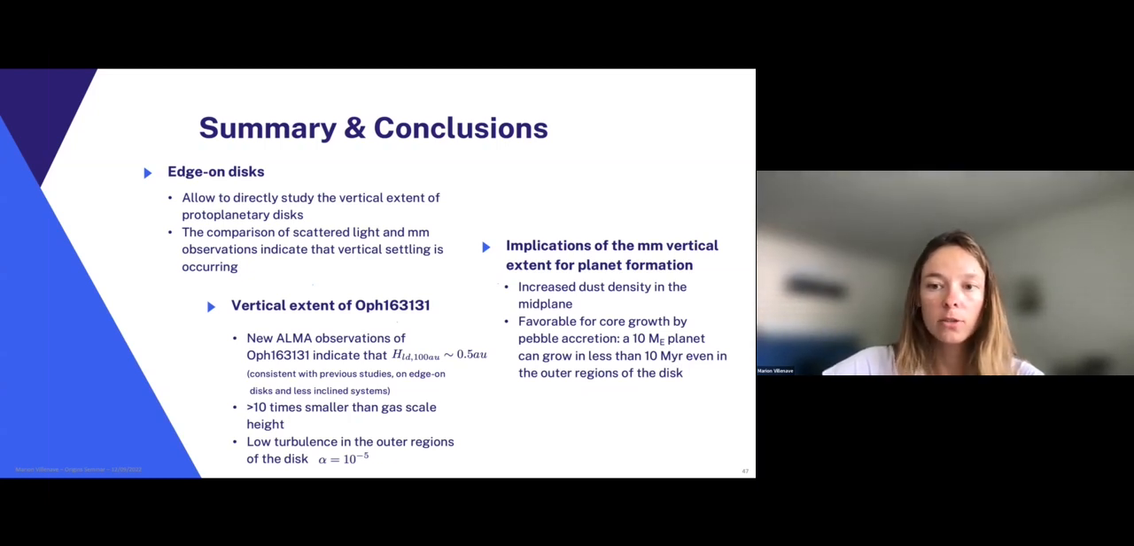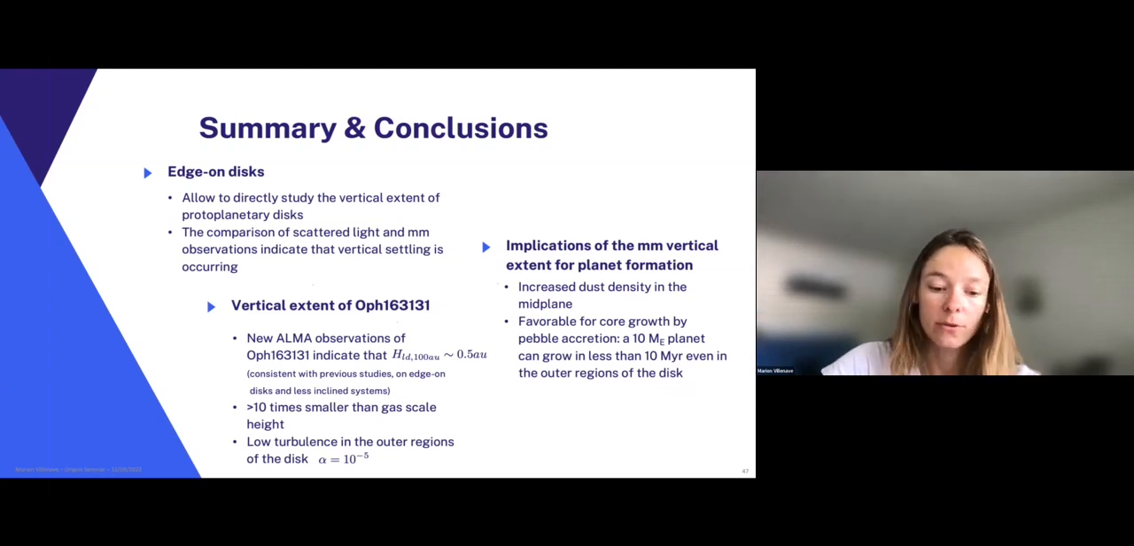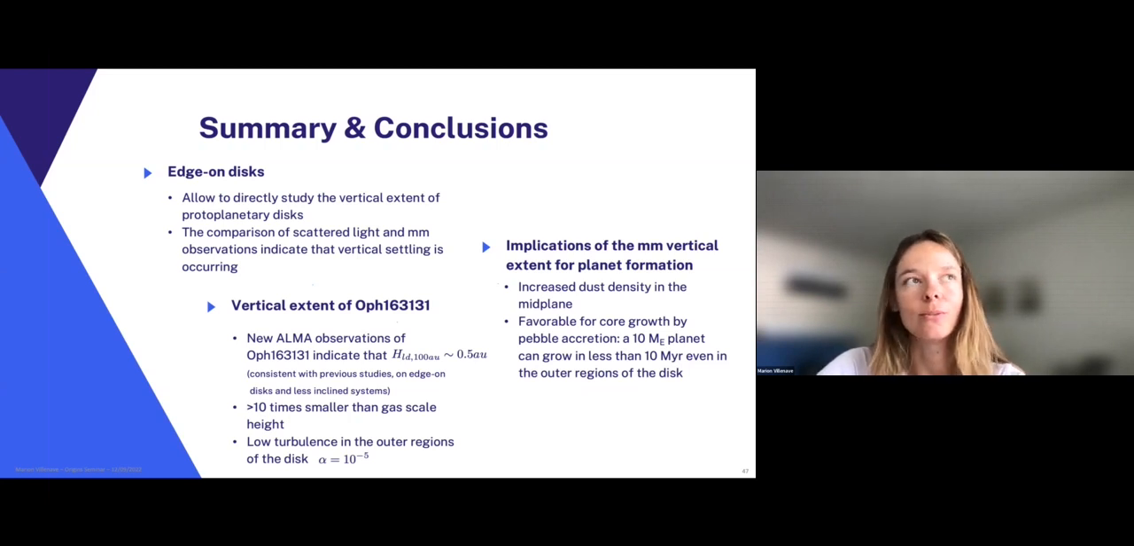Now the turbulence must be low, and the implications for planet formation are direct, because we show that thanks to this very low dust to gas scale height, we can probably grow a core of a lunar embryo to 10 Earth masses in less than the disk lifetime, even at 100 AU, which is very far. And so, yeah, future work for this would be to work on this JWST data and also continue on to obtain constraints on class 1 systems. Thank you for your attention. I'm happy to get questions.